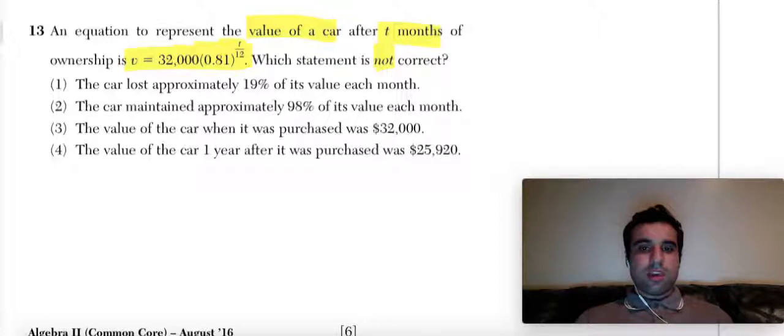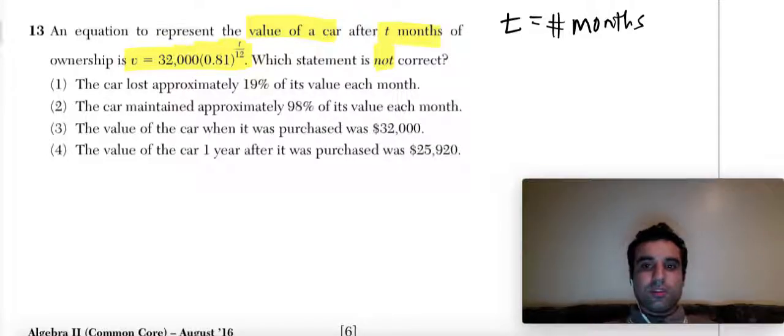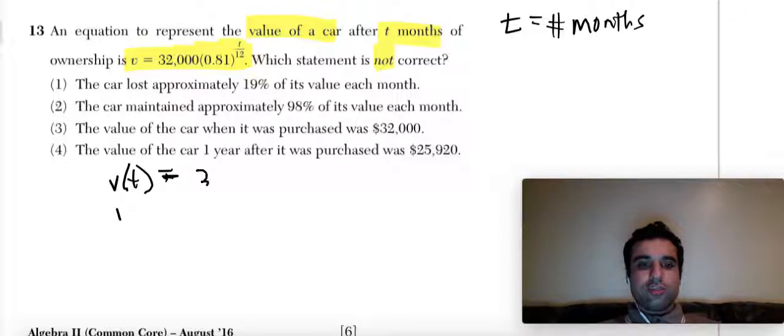First of all, t is the number of months. I'd prefer to use an m, but here's what I'm going to do. I'm going to rewrite this down here. V of t in function notation is equal to 32,000 times 0.81 to the t over 12.